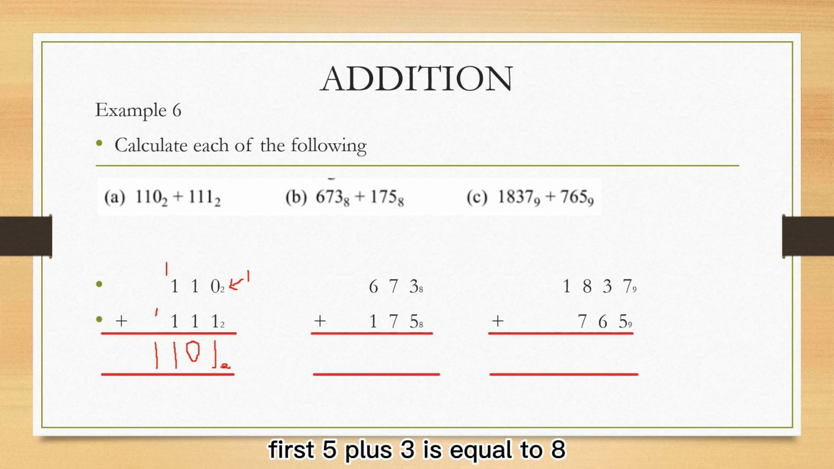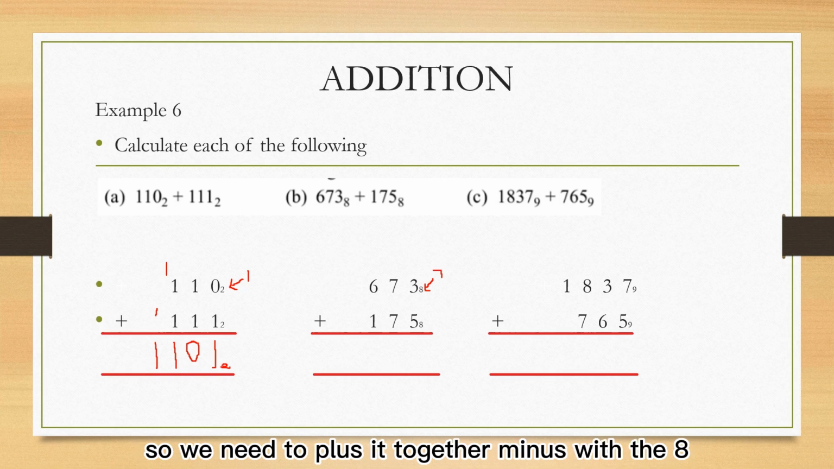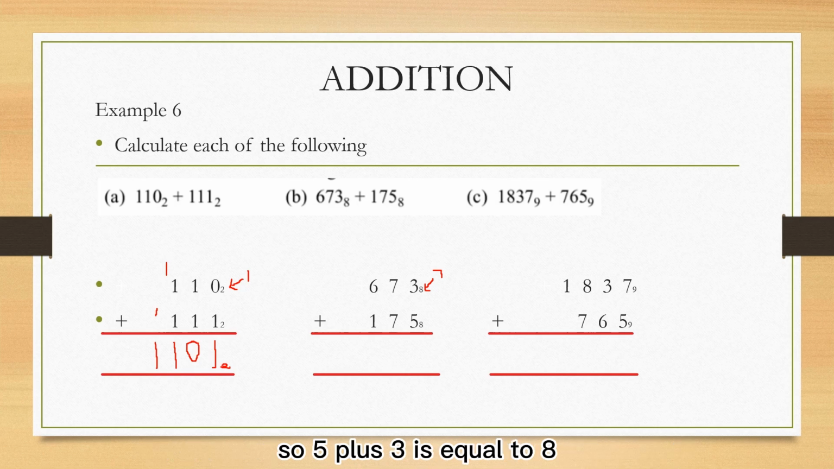First, 5 plus 3 is equal to 8. Can we write it here? No. It is because the highest digit for the base 8 is 7. So we need to minus it with 8. So 5 plus 3 is equal to 8, 8 minus 8 is equal to 0. So add 1 in front.